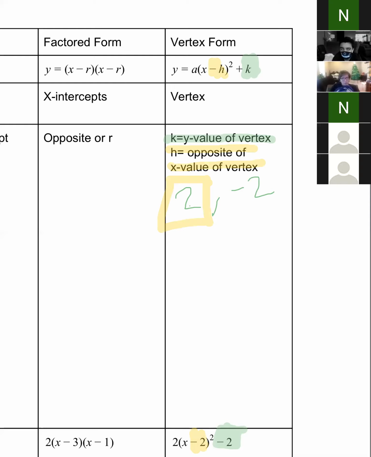Yes, ma'am. I am confused. What are you confused about, Najee? What are h values? So the h value in vertex form is, I highlighted it in yellow on the top. Do you see it? It's the opposite of the vertex, Najee. So we can stop playing with the different fonts. Oh, now I understand.